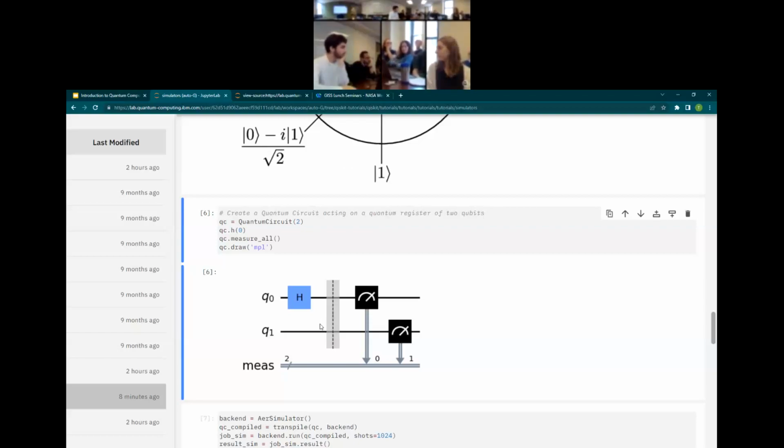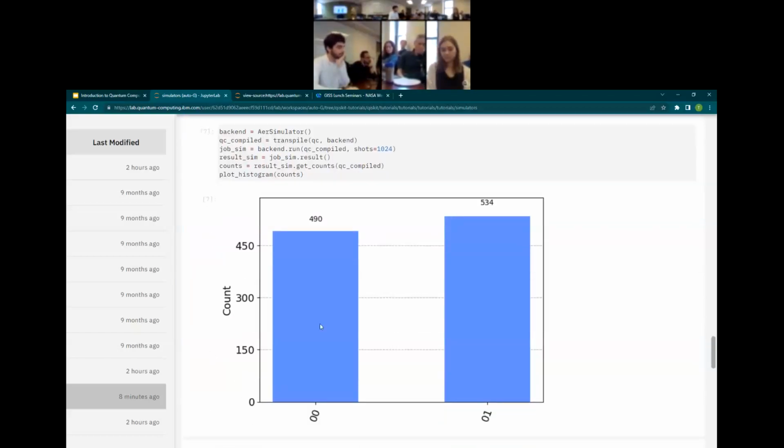1/2 0, 1/2 1. That is correct. This also motivates why we need more than one shot or experimental run of the quantum computer. You can see here that roughly half the time we're getting 0, 0, roughly half the time we're getting 0, 1. So this is one of the key differences between quantum computers and classical computers. Quantum computers can be probabilistic, whereas classical computers are deterministic.